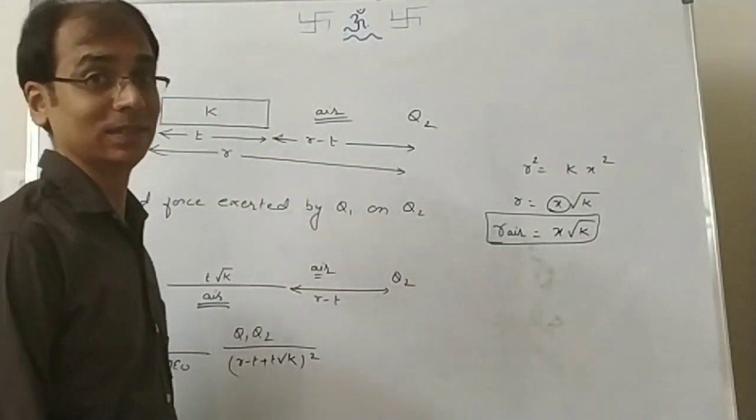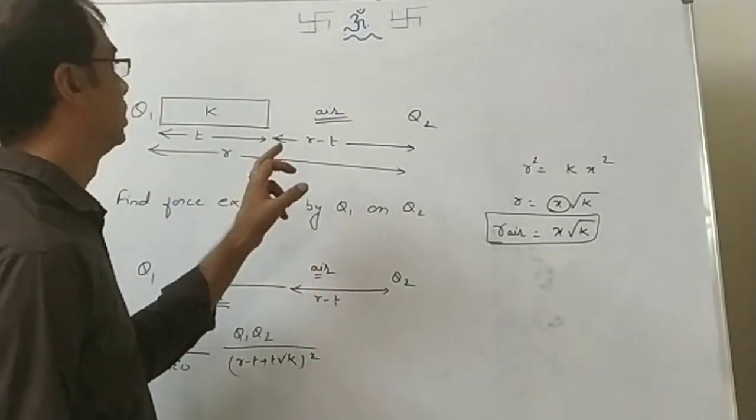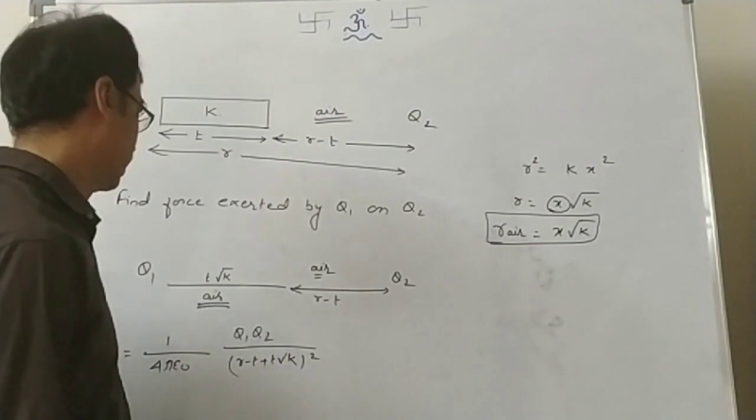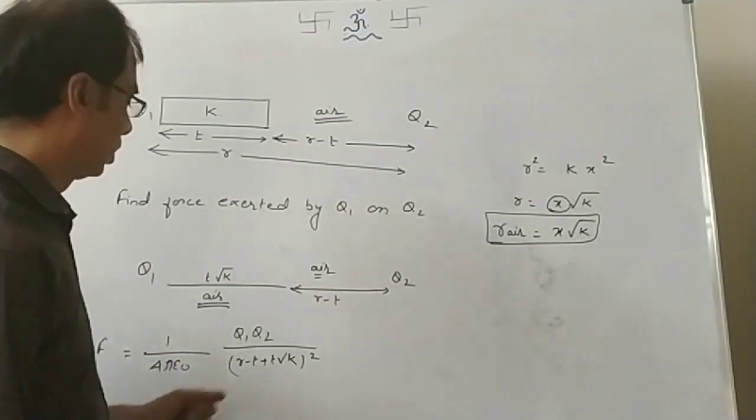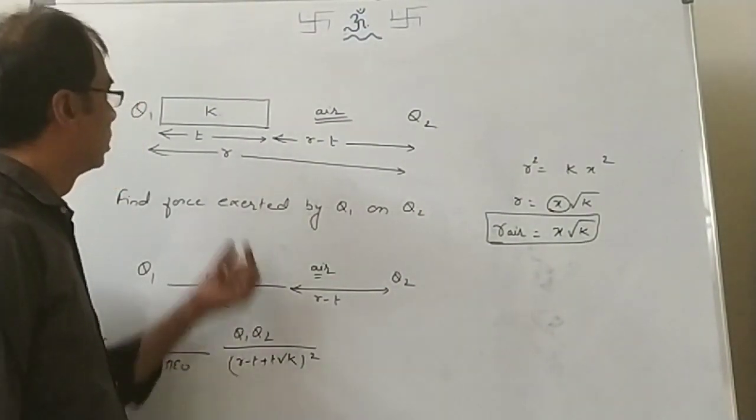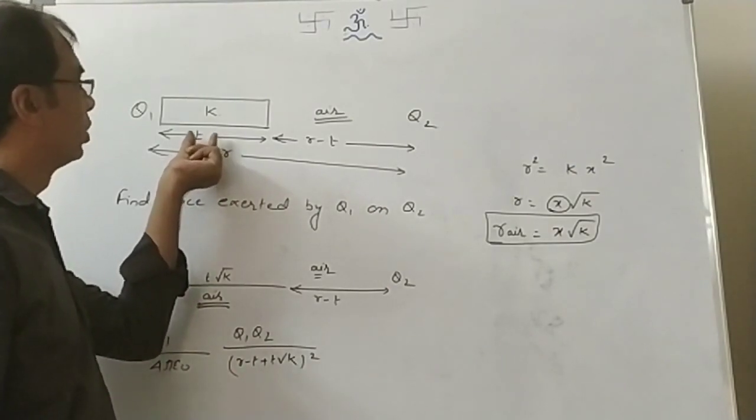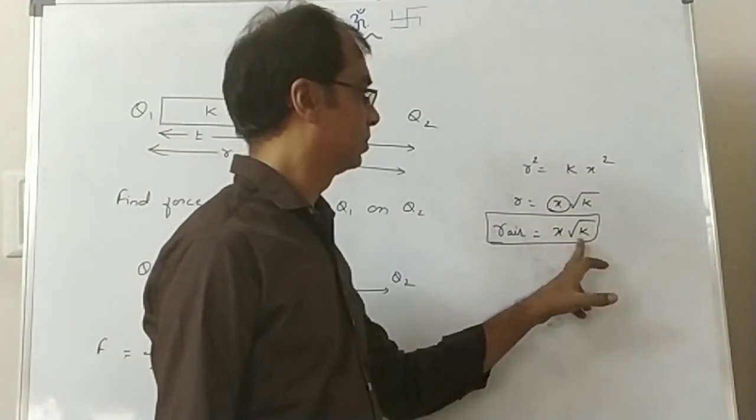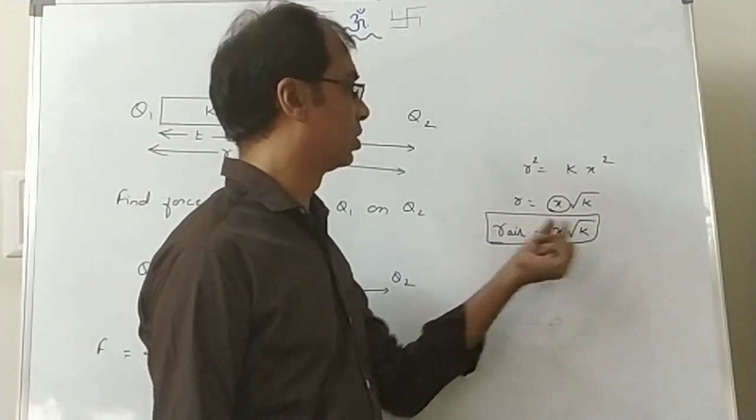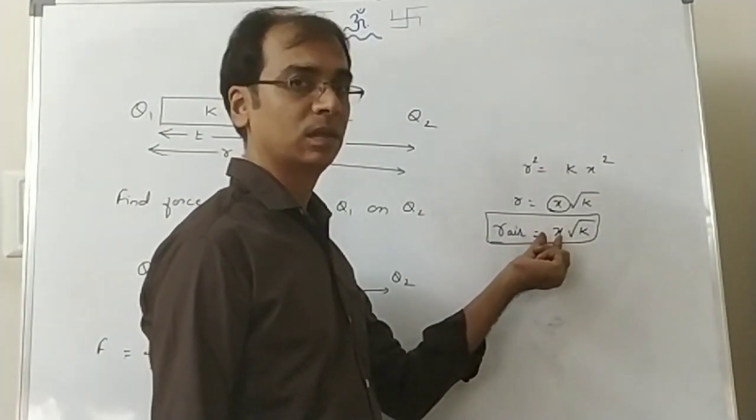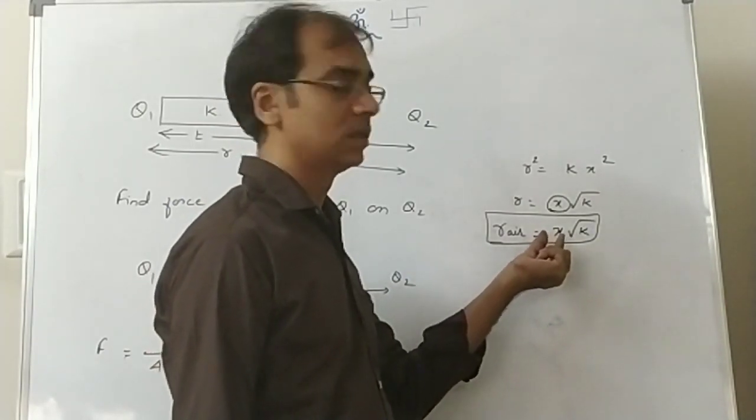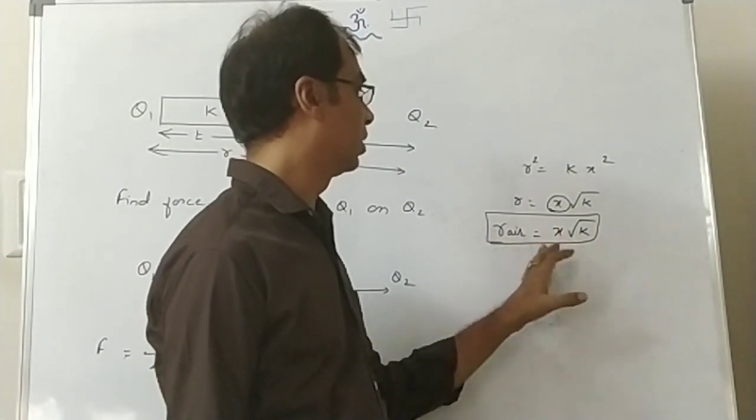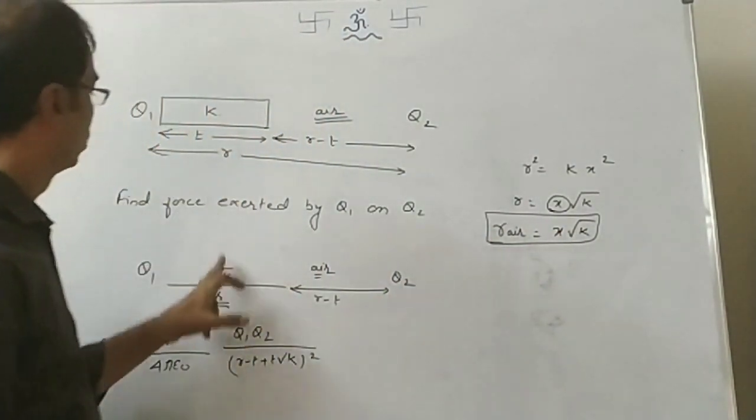In our last class, we were solving a problem in which we were calculating the effective distance in air between the two charges if one portion is covered up with a dielectric. We completed the entire thing, but only the answer was left. When we find the equivalent distance in air, we got R air is equal to x root k, where x is the thickness T, the distance up to which the medium is there. So the equivalent distance in air becomes T root k.